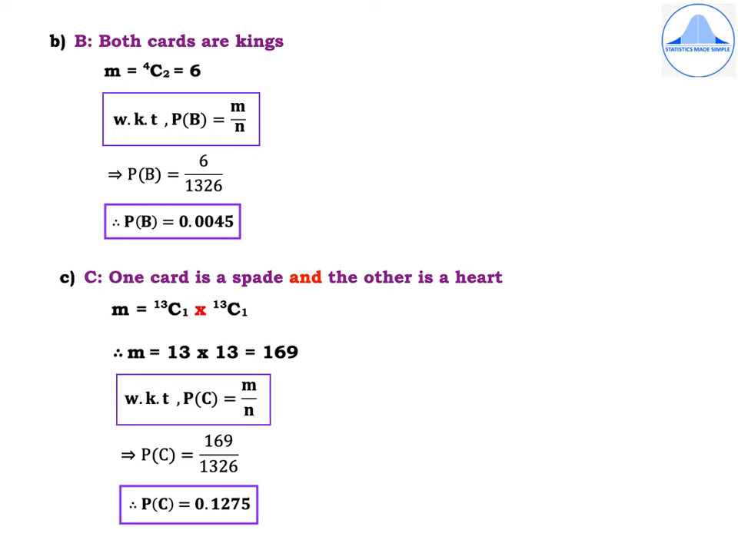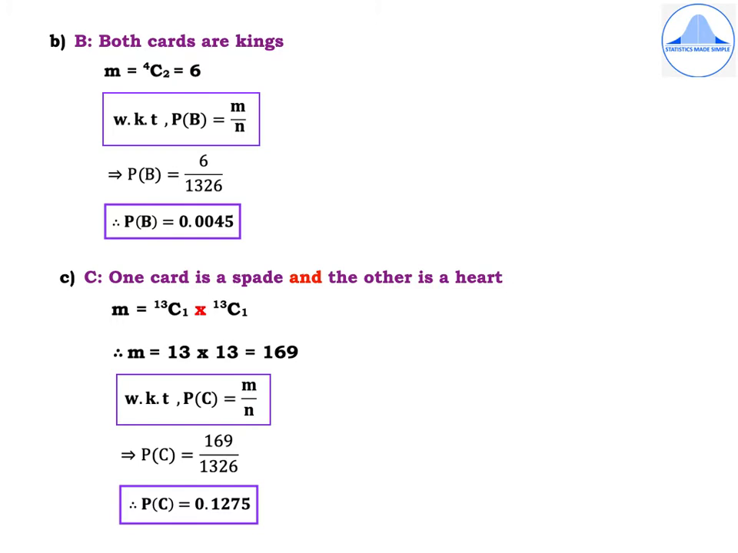Division B. Define event B as both cards are kings. So m is equal to, we know that there are 4 kings and out of 4 kings we have to choose 2 kings. So it is 4C2, which is equal to 6. Then we know that P of B is equal to m by n, which implies P of B is equal to 6 divided by 1326. Therefore, P of B is equal to 0.0045.